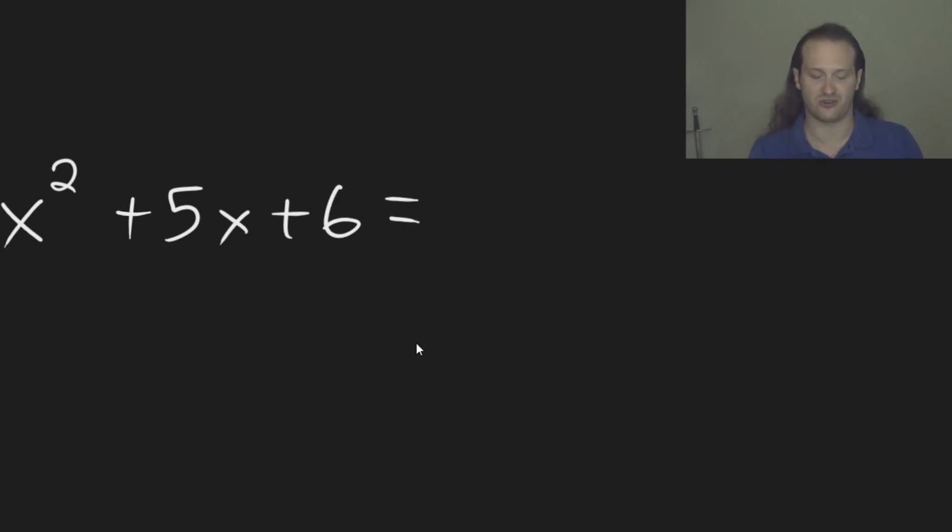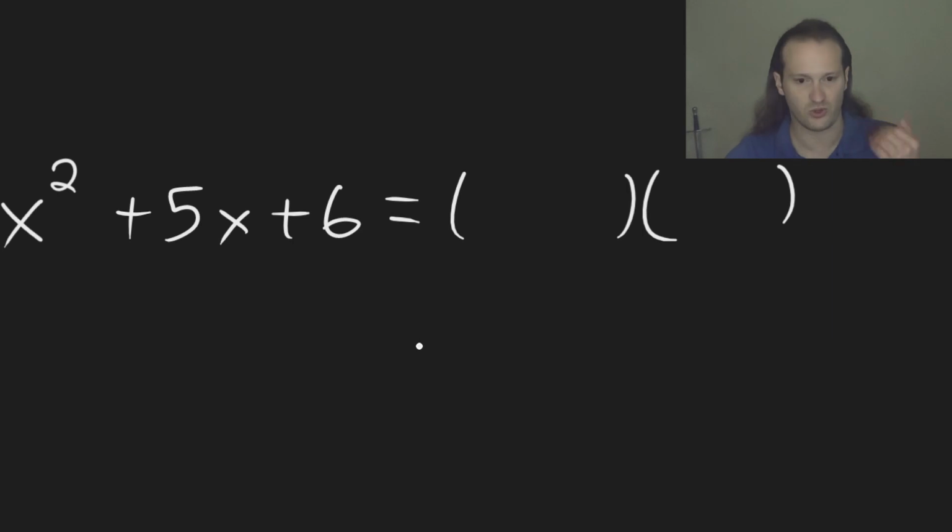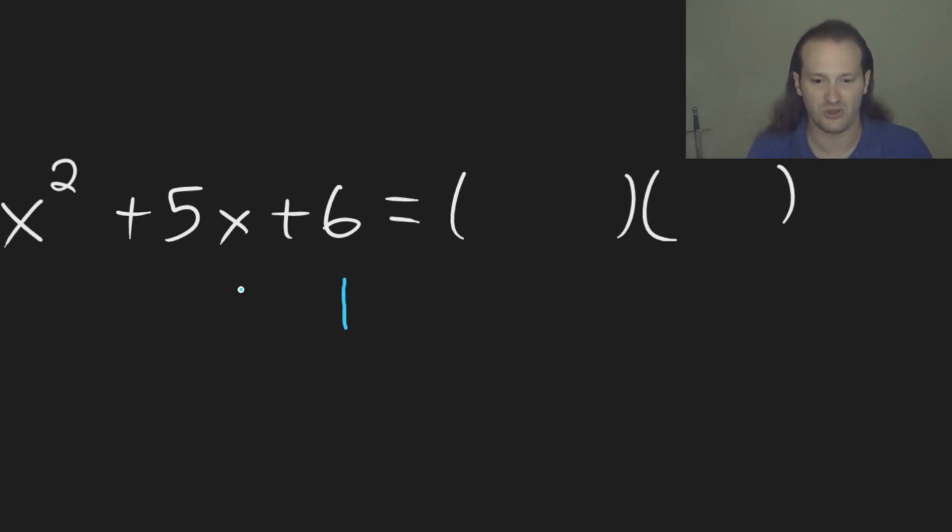Now I want to put this in factored form. I want to put it in a form where there are two binomials that will look like we're going to FOIL them. Again, we're just reverse distributing here. Now the question we need to ask is, what do we need to multiply into this? So factors of this, 6 in this case, that add up.